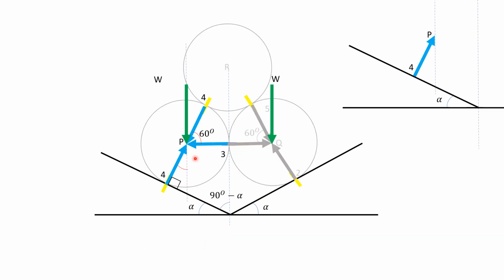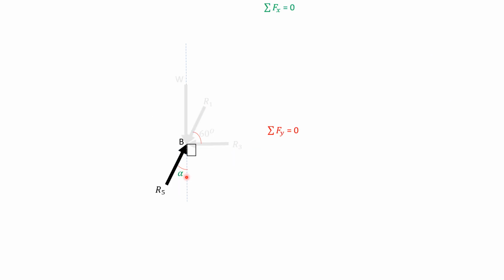So now, considering this sphere, we know this angle. This is 90 degrees and this is 90 degrees. This will be 90 minus theta, 90 minus alpha, and this is 90 degrees and this angle is alpha. So this horizontal angle is this vertical angle.